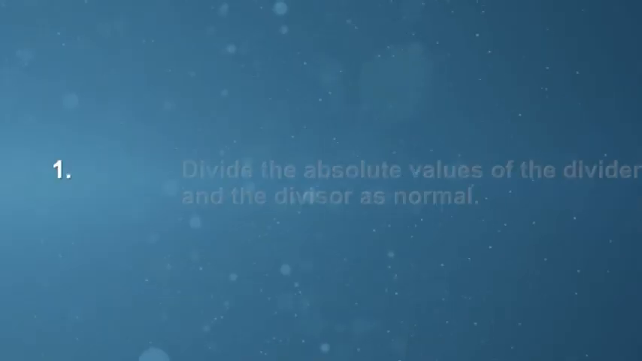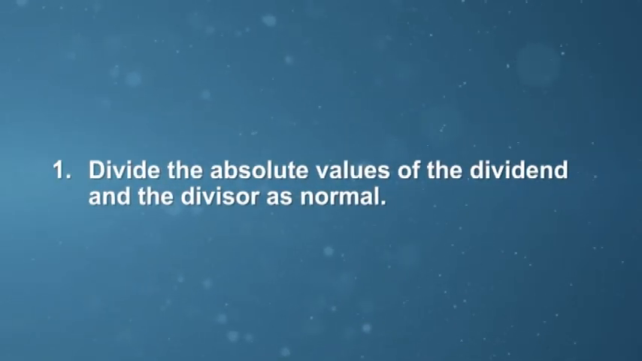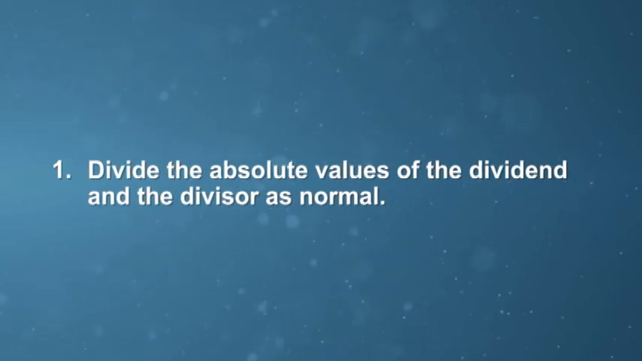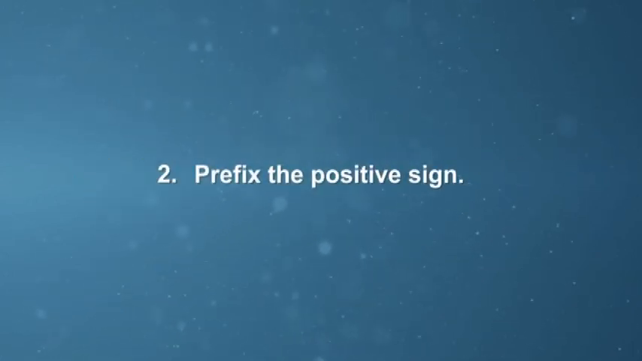To divide these integers with the same sign, we follow these steps. Divide the absolute values of the dividend and the divisor as normal. Prefix the positive sign. Remember when we multiplied integers with the same signs? The same concept applies when choosing the sign to prefix. This means dividing a positive by a positive or a negative by a negative will still give you a positive result.